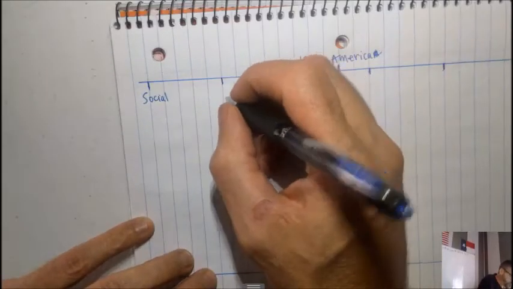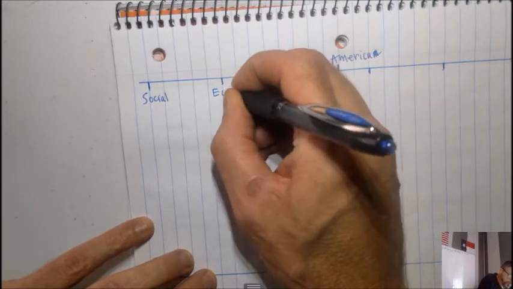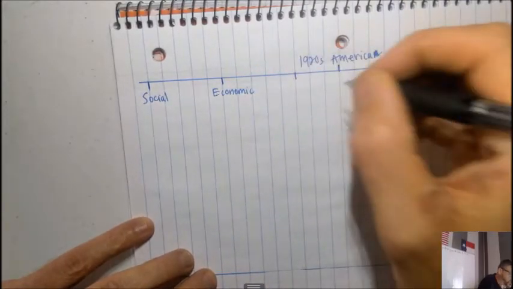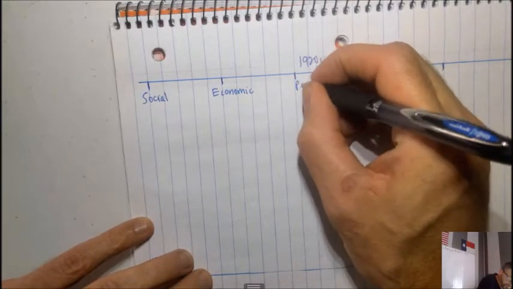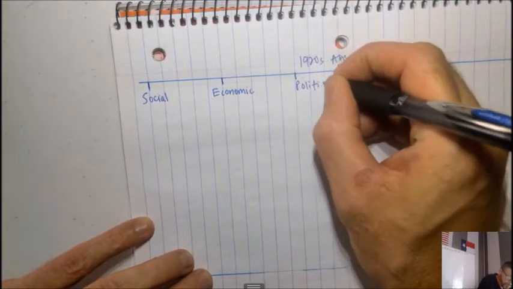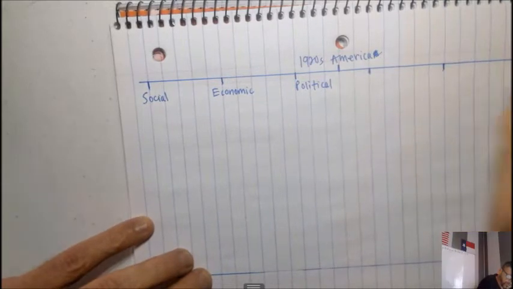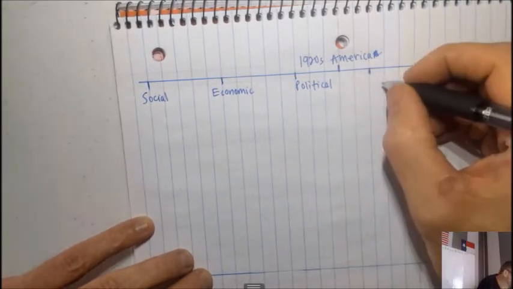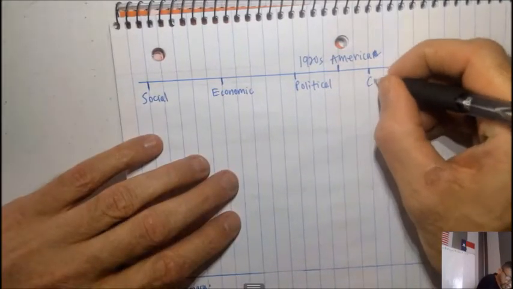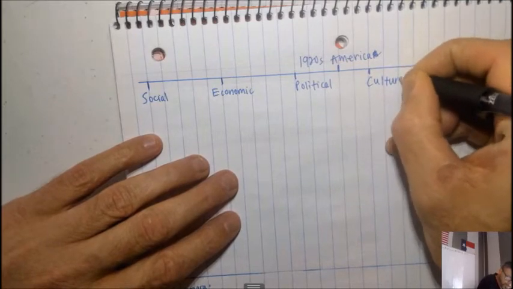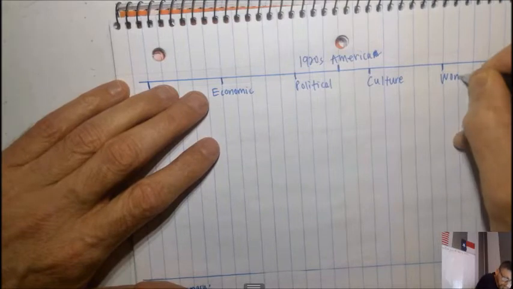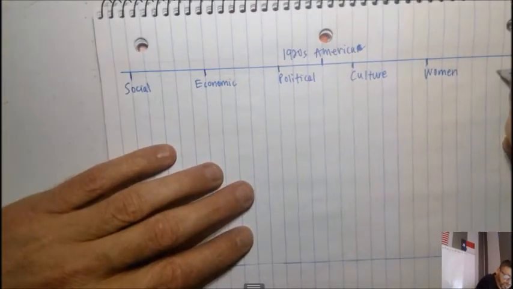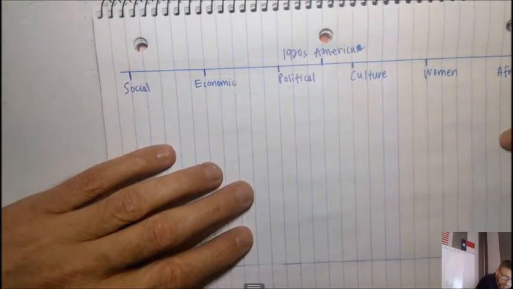All right, so we're going to make our first topic social. Our second branch is going to be economic. Our third branch is going to be political. Our fourth one will be culture. Our fifth one will be women. And our sixth one, African American.